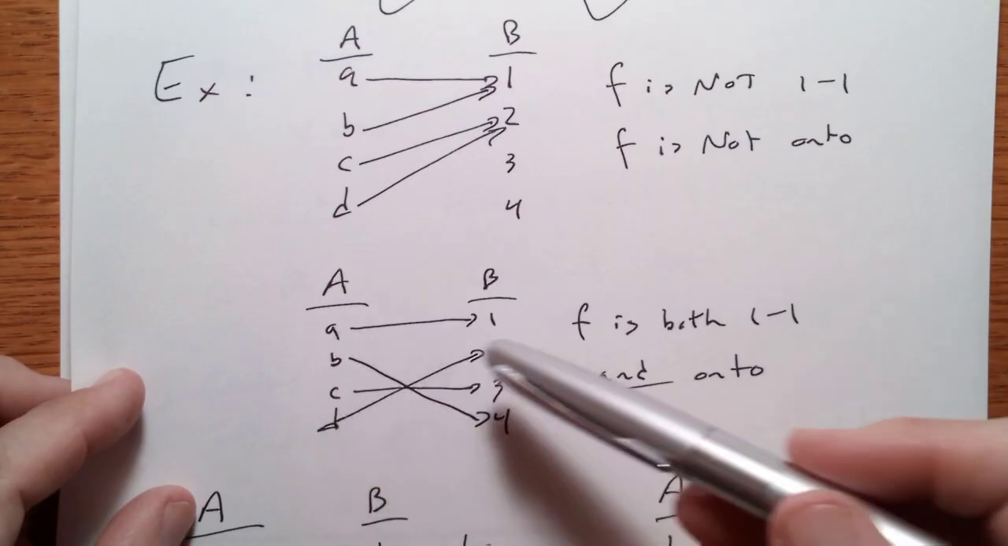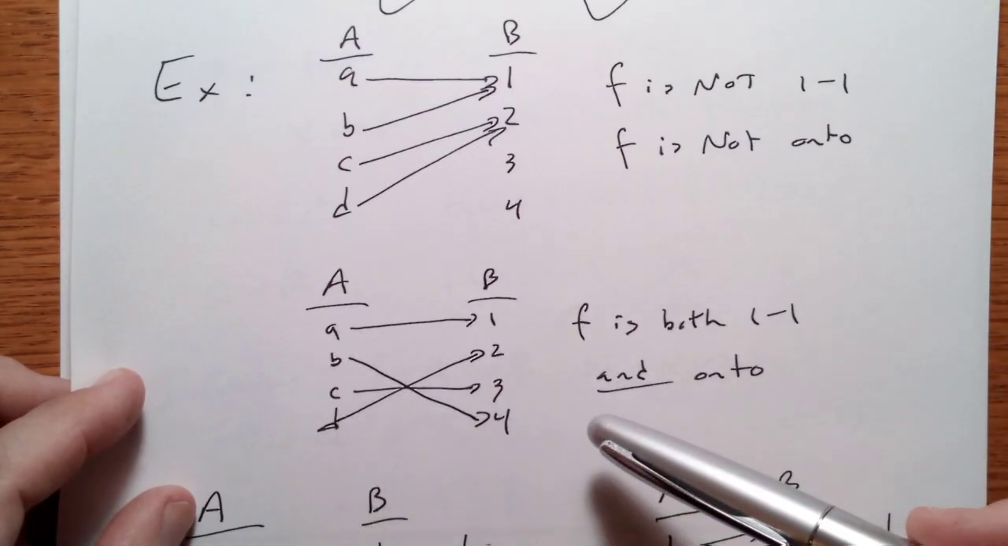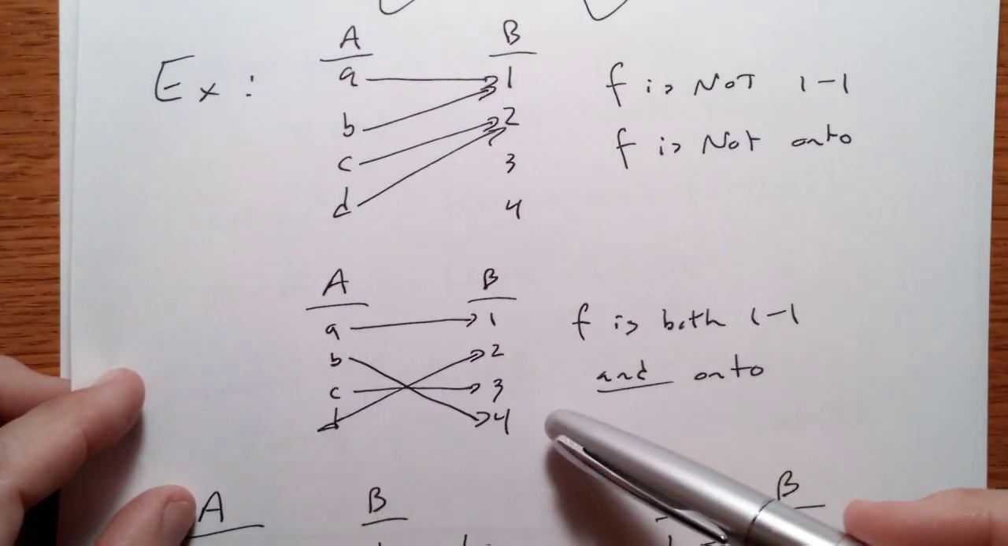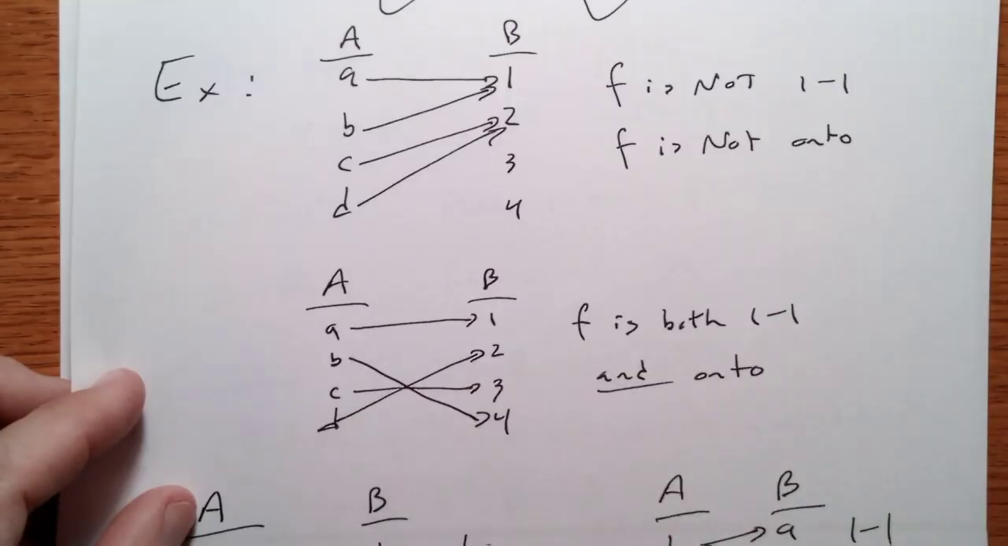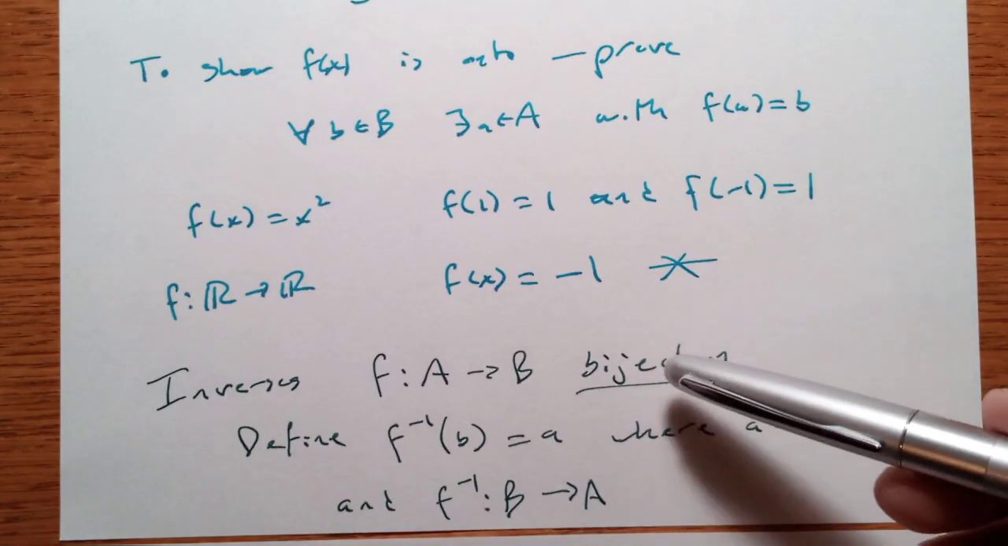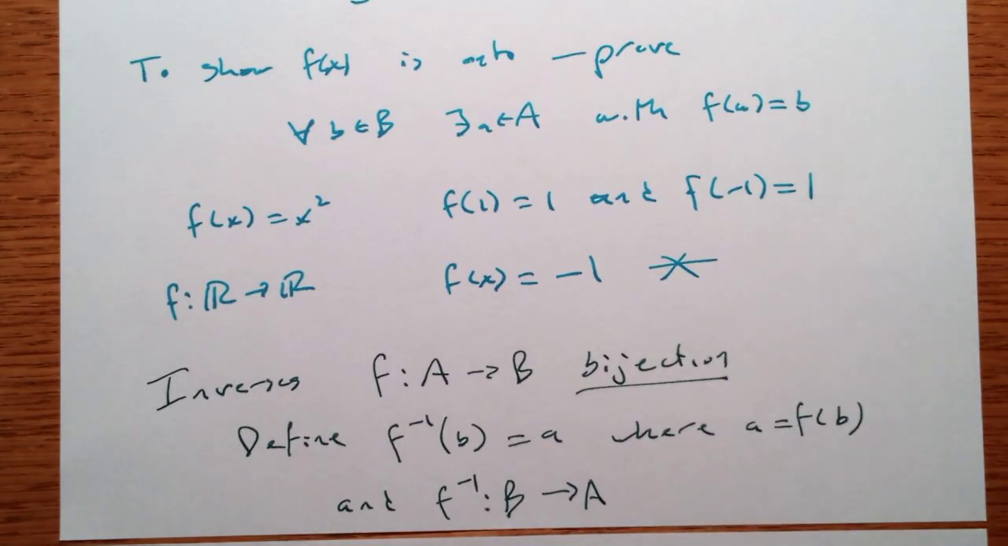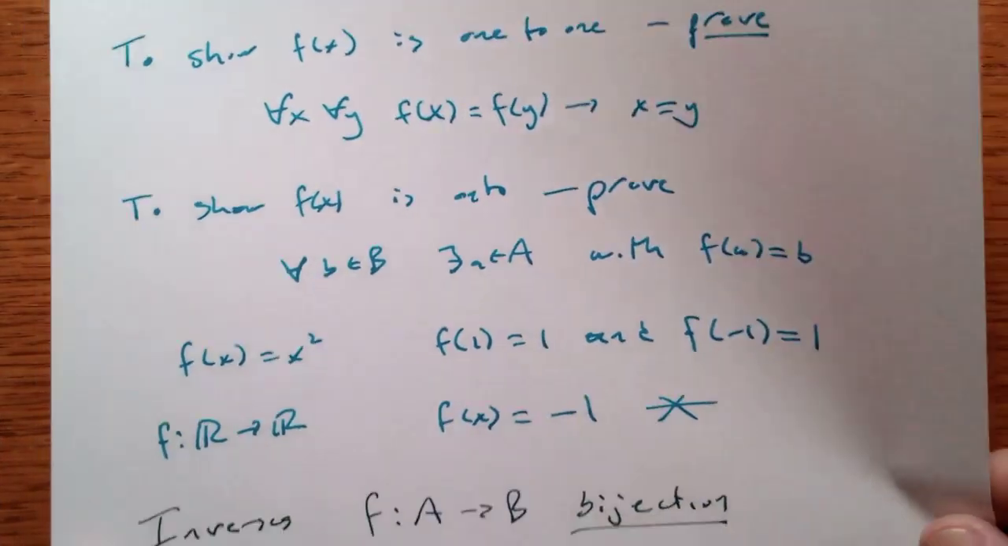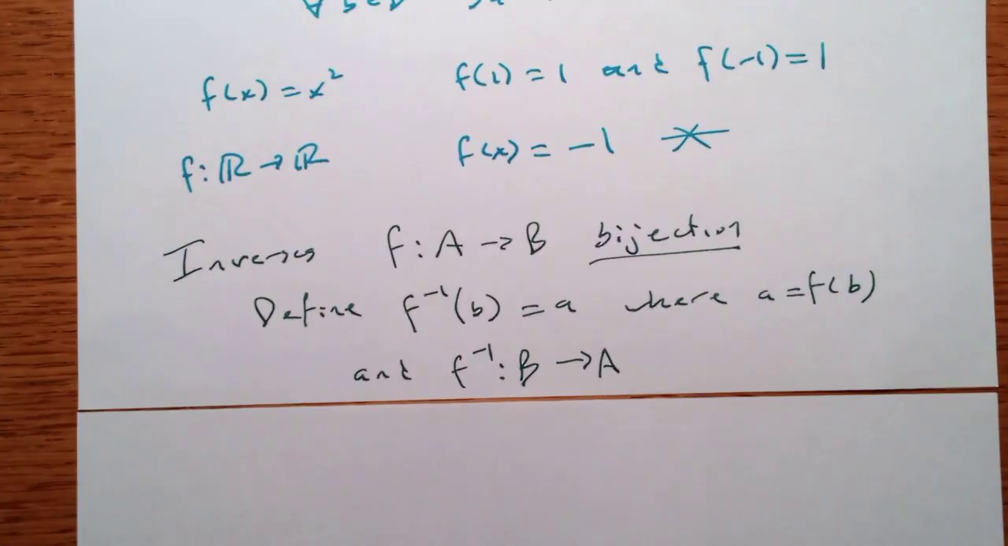F inverse of 1 is A, F inverse of 2 is D, F inverse of 3 is C, F inverse of 4 is B. I can only do this when a function is both one-to-one and onto. I could define a partial inverse if I really wanted to, and say you can only do it for some of it, like for x squared.